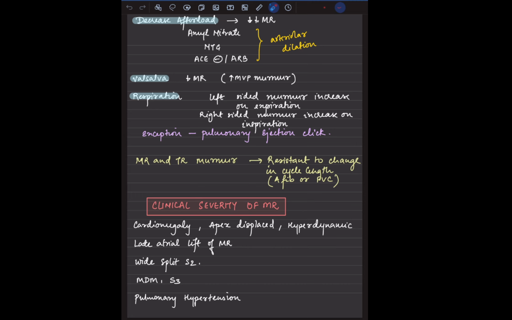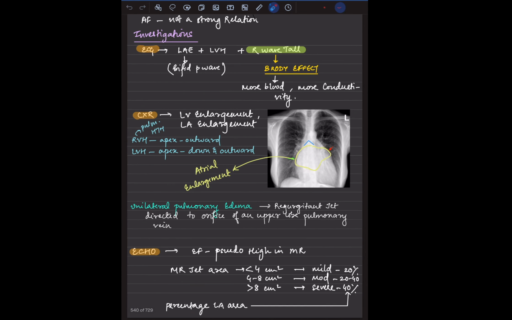So it is because of the cardiomegaly, apex being displaced, hyperdynamic situation, wide split S2, mid-diastolic murmur, S3, pulmonary hypertension. These can give us a certain idea that this is a very severe one. Now in the ECG, what do we expect? We expect a left atrial enlargement and we expect an LVH.